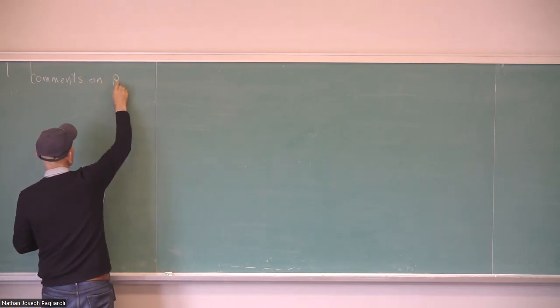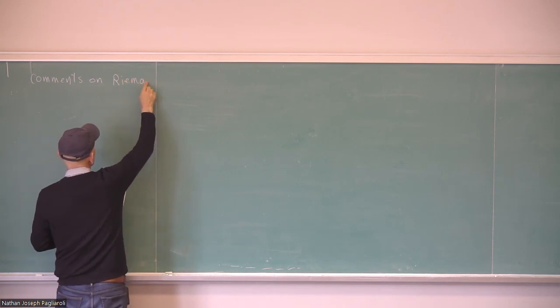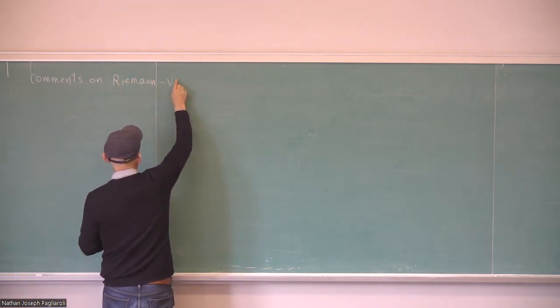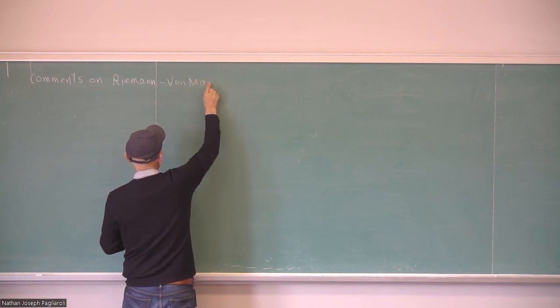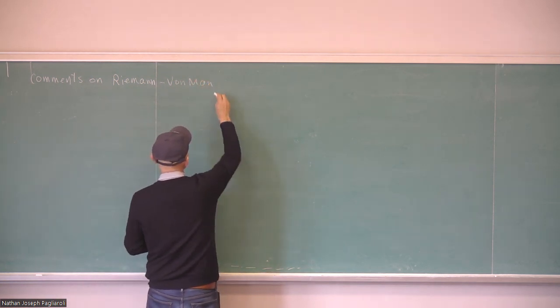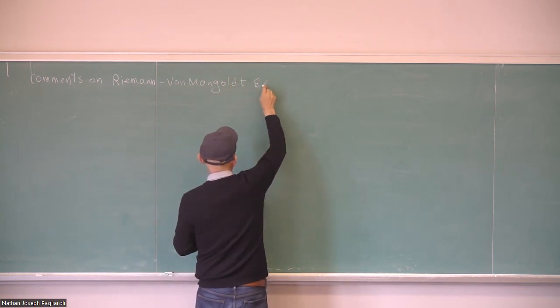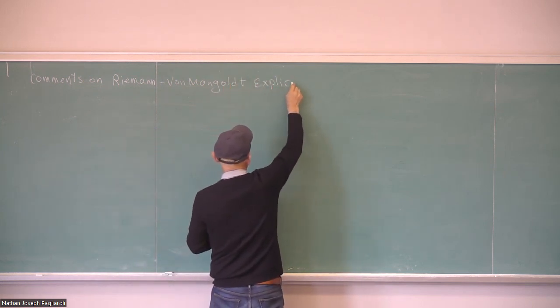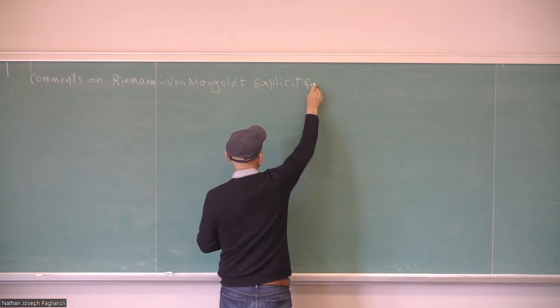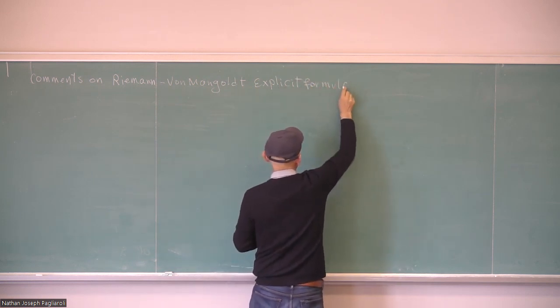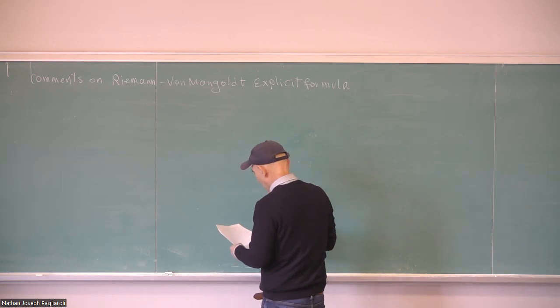Riemann-von Mangoldt formula. I mean, explicit formula. There are two things I will tell you. Explicit formula. So first of all, what was the formula?